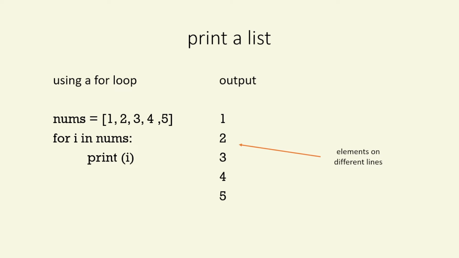Now if we want to access the items in a list, we can use a for loop, for example. So here we've got a list of numbers 1, 2, 3, 4, 5, and when we print them in a for loop, they will print on different lines.